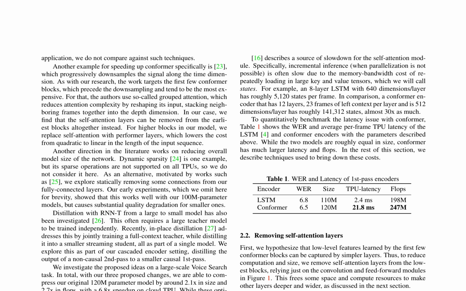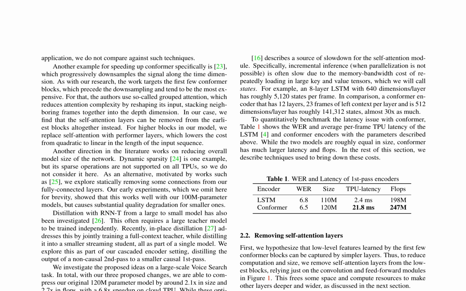The authors focus on three primary strategies: eliminating self-attention layers from lower blocks, strategically resizing the model's architecture, and substituting self-attention with performer layers. Firstly, the authors suggest removing self-attention layers from the lower conformer blocks, as they believe that low-level features can be captured by simpler layers such as convolution and feed-forward modules. This approach not only reduces computation and size but also allows for deeper and wider layers in other parts of the model.